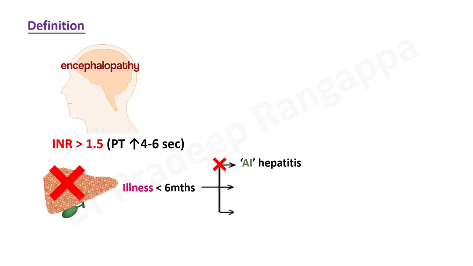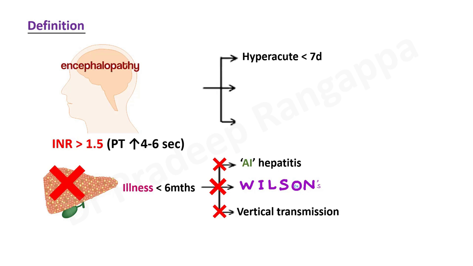Some of the exclusions are that they should not have had autoimmune hepatitis. They should not have had Wilson's disease, because these are all chronic conditions. And last but not the least, they should not have had a vertical transmission from mother to kid, and so on and so forth. So encephalopathy and INR without pre-existing liver disease constitutes the definition of acute liver failure.